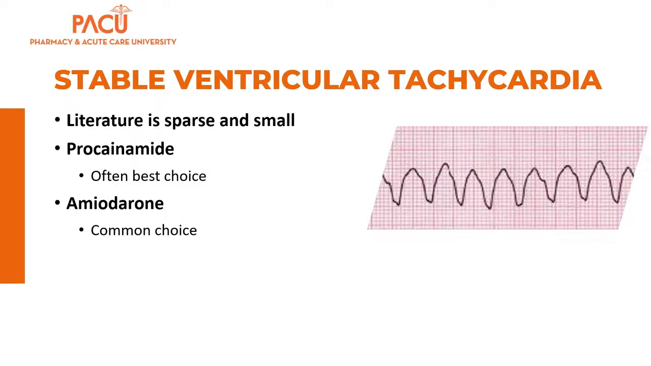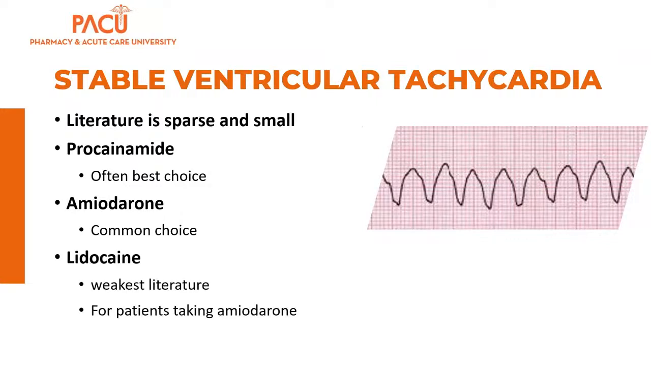Providers, pharmacists, nurses, everyone is just more familiar with amiodarone. They know how it works. They're familiar with it in ACLS protocols, and so it's a very common choice. It's not a wrong choice. Lidocaine, however, as you saw in a couple slides before, has the weakest literature. Sometimes I feel that the niche for lidocaine is for patients that are already on amiodarone and they have VTAC that is breakthrough VTAC. And so lidocaine as an antiarrhythmic provides an additional different mechanism of action.